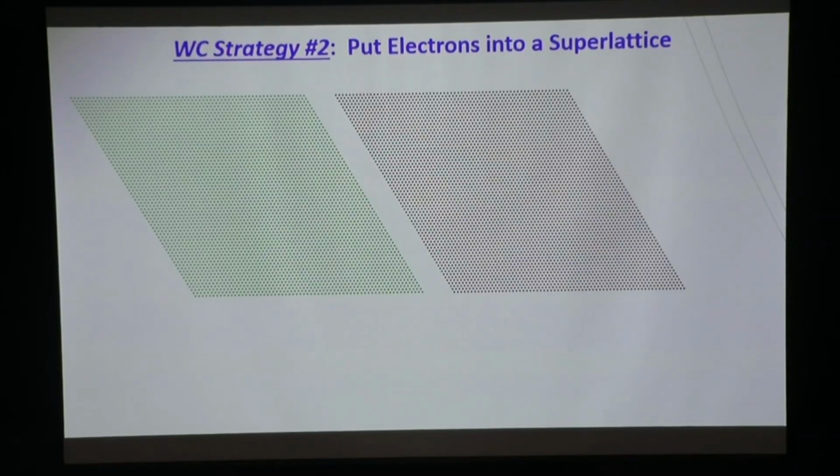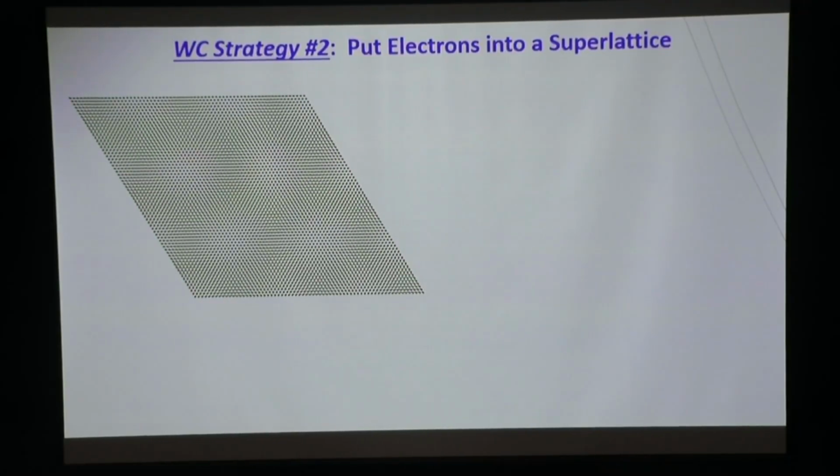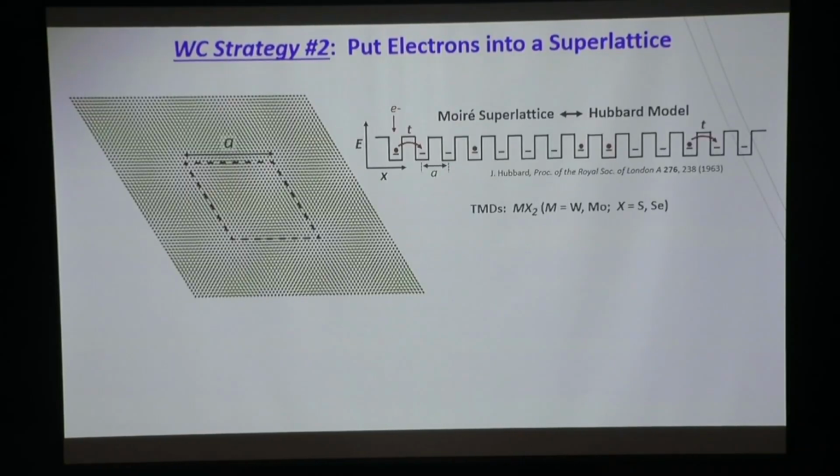So Wigner crystal strategy number 2 is to put the electrons into a superlattice. And in solid-state physics these days, our favorite superlattice is the moiré materials. The way it works is you take 2 single-layer materials, like I show here, and you put one on top of the other. Now, if the 2 materials have a difference in lattice constant, or if you put a little twist between them, then you get an interference pattern like what you're seeing up there, and that defines a new periodicity, the moiré periodicity, and that's a superlattice.